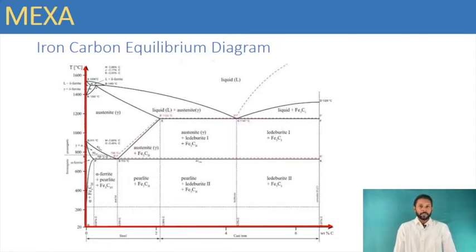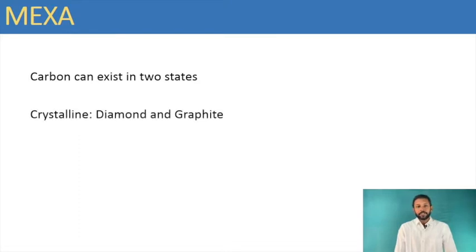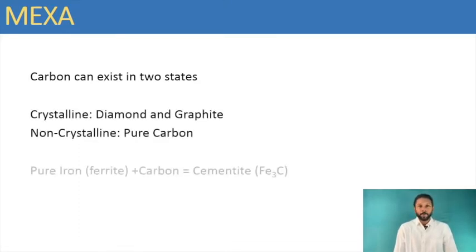Carbon can exist in two states, crystalline and non-crystalline. In the former state, diamond and graphite, and in the latter, it is pure carbon.